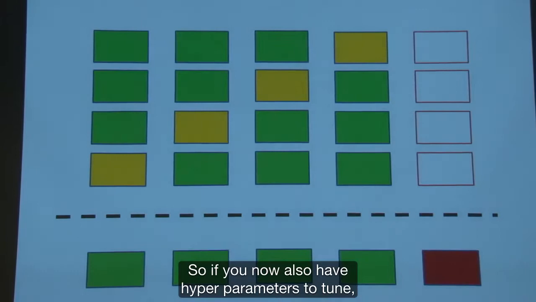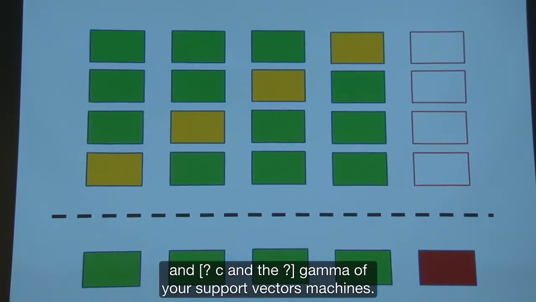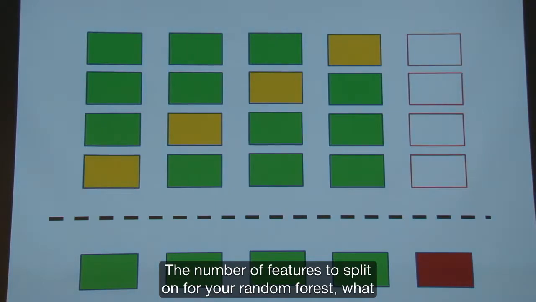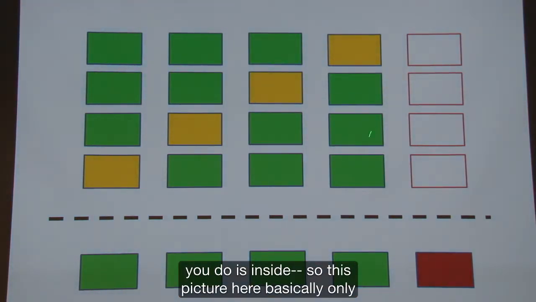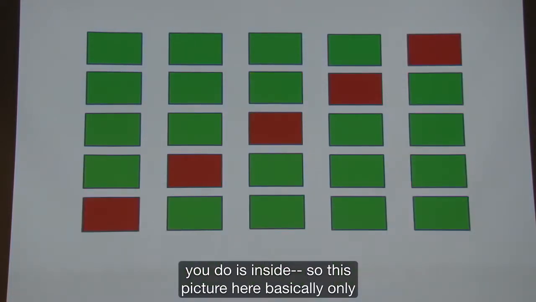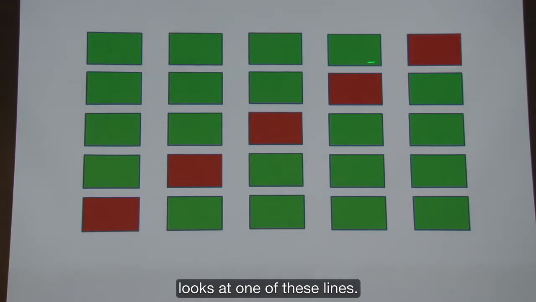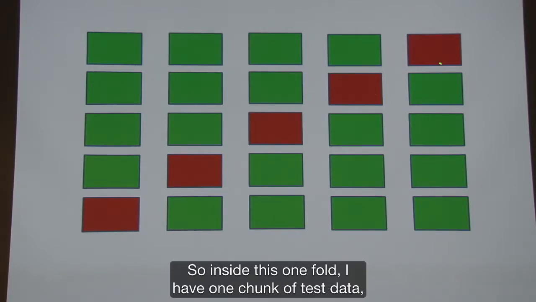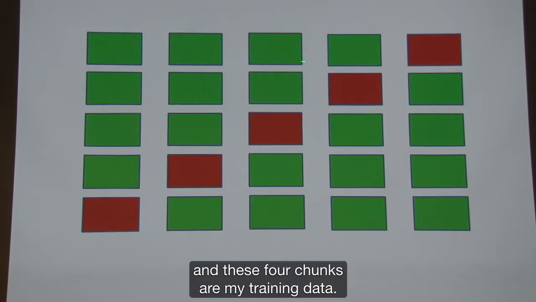So if you now also have hyperparameters to tune, the C and the gamma of your support vector machines, the number of features to split on for your random forest, what you do is inside, so this picture here basically only looks at one of these lines. So I'm talking now about only 1 fold of this 5-fold cross-validation loop. So inside this 1 fold, I have 1 chunk of test data, and these 4 chunks are my training data.